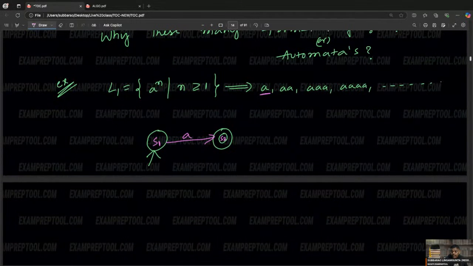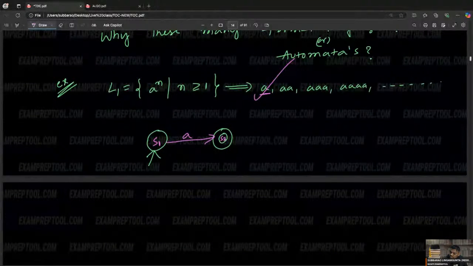Remember everyone, every string you have to start with the starting state. After that string is over, where are you? Are you in final? Accepted. If you are not in final, not accepted. See, start the A from the S1 state. S1 on A, string is over. Where are you? Final state. Accepted. Next one, the string is double A.